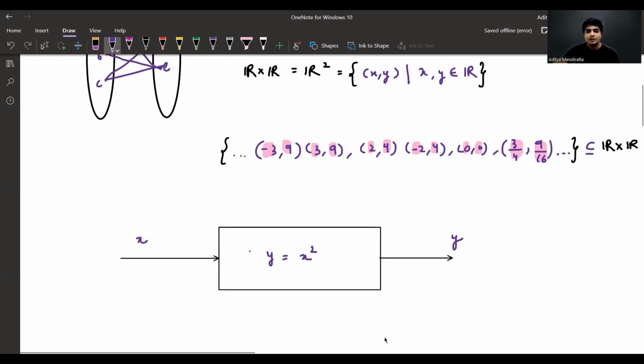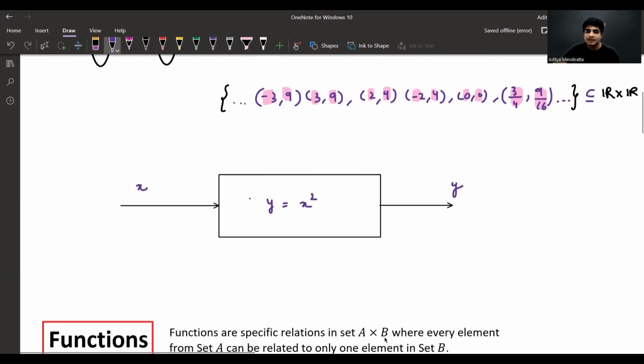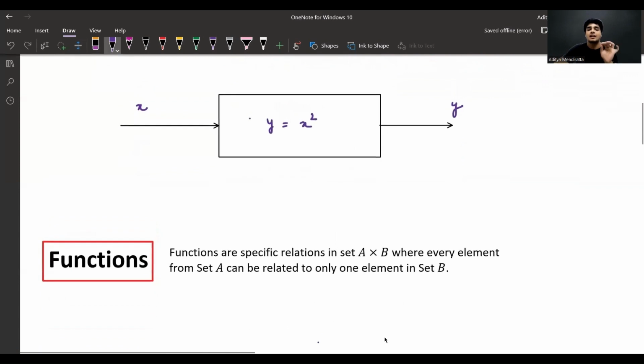Now these machines, or these specific relations, are known as what? They are known as functions. These functions are known as mathematical machines. Functions are very specific relations in set A cross B, where every element from set A can be related to only one element in set B.